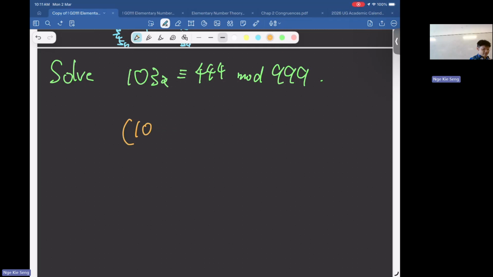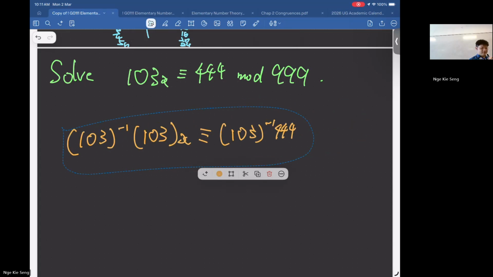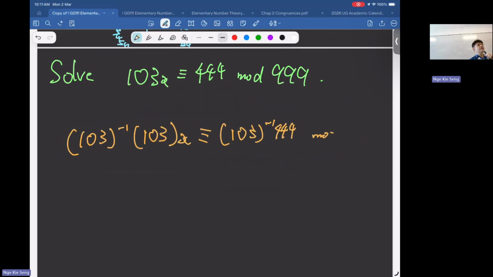So why do you think you have to find the inverse first? If you manage to find the inverse, then you can cancel out the 103 in front of x. Okay, so do you think the inverse exists? Why should the inverse exist? Because sometimes the inverse doesn't exist. When does the inverse exist? GCD equal to 1.